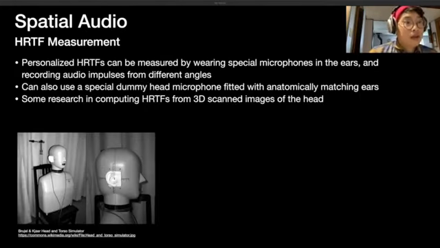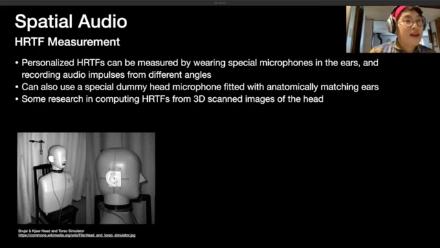So how are HRTFs measured? Personalized HRTFs, the traditional way is by sitting in an anechoic chamber with a speaker in front of you. That speaker would play some sort of impulse, and special microphones attached to your ears would pick up that impulse. Then you would be moved by some number of degrees, and the measurement process repeats.